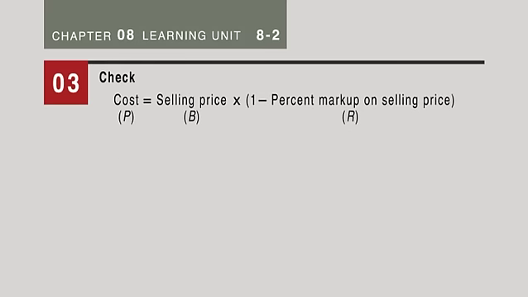We can check this by taking the selling price of $14 times 1 minus the percent markup on selling price of 40%, which leaves us with 60%, or 0.6. So we have 14 times 0.6 equals $8.40.